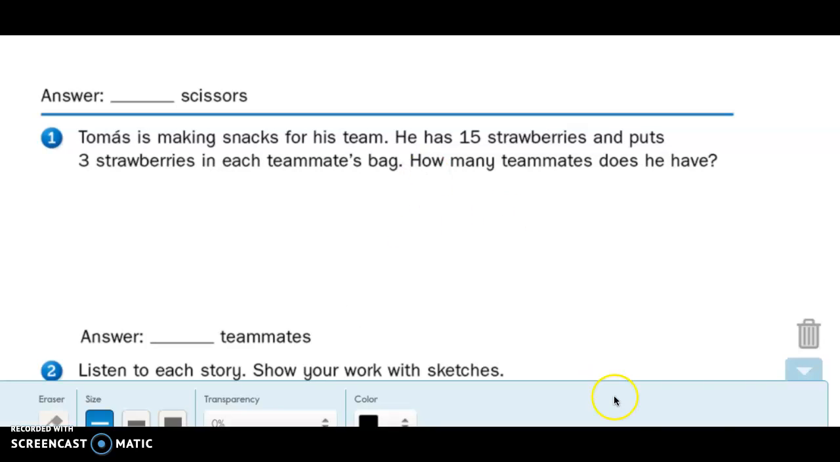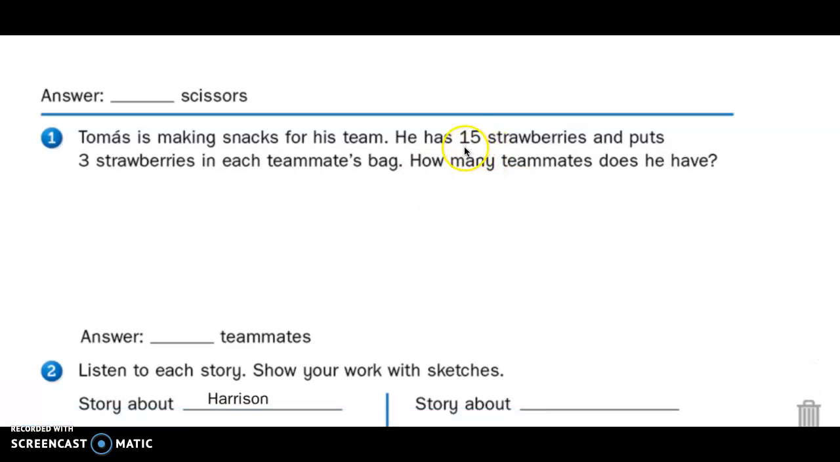So again, we know our total amount of strawberries, it's 15 strawberries. Tomas has 15 strawberries, but he puts 3 strawberries in each bag. How many teammates does he have? If he puts 3 strawberries in each bag, we know the total amount and we know how many strawberries are in a bag. We just need to know how many teammates he has that he gave bags of strawberries to.